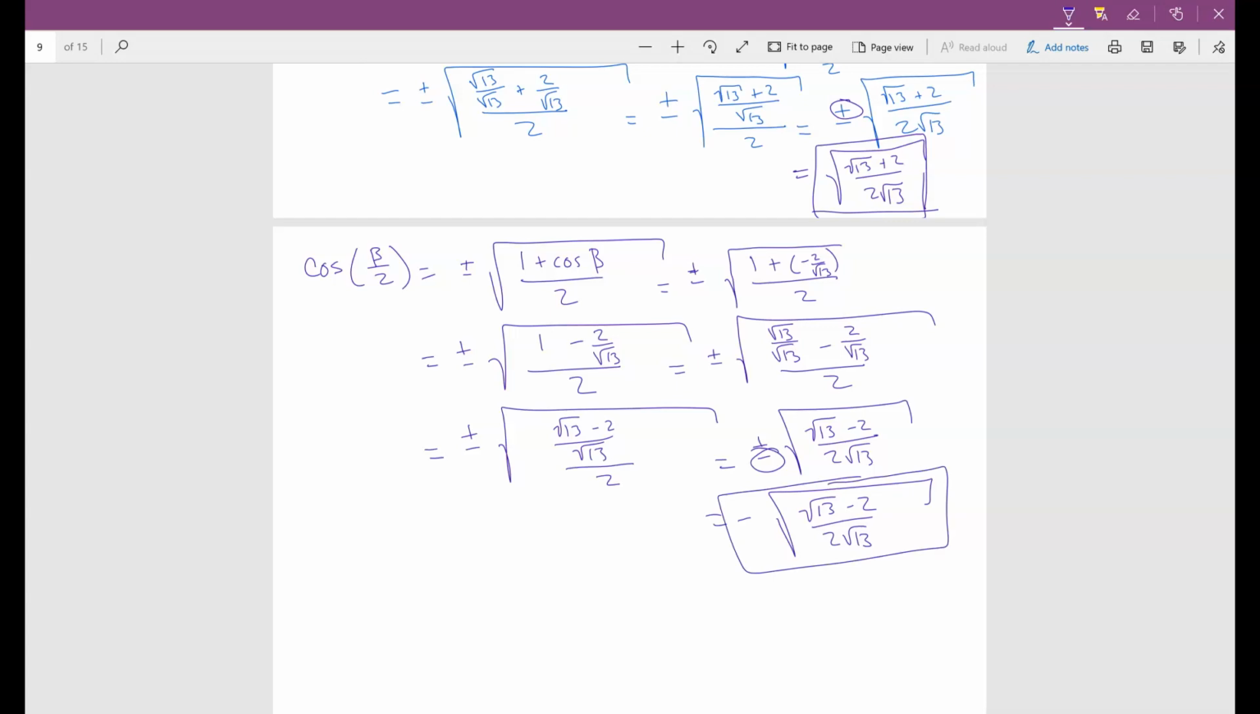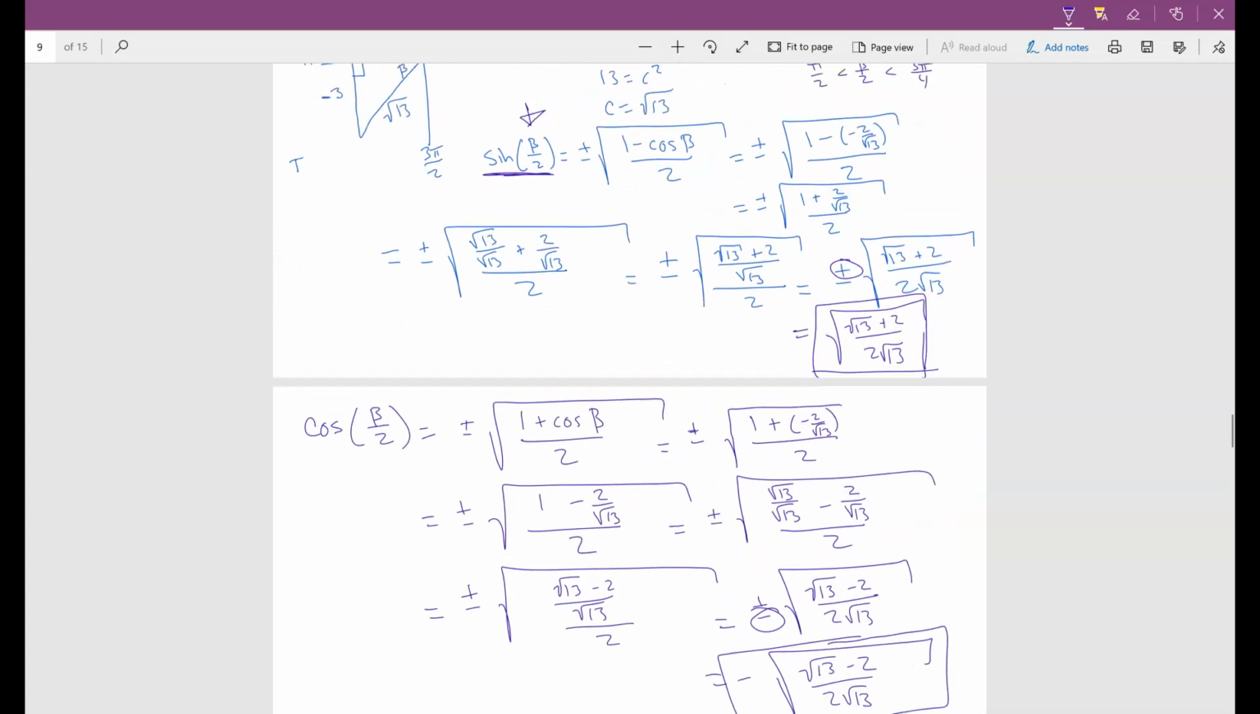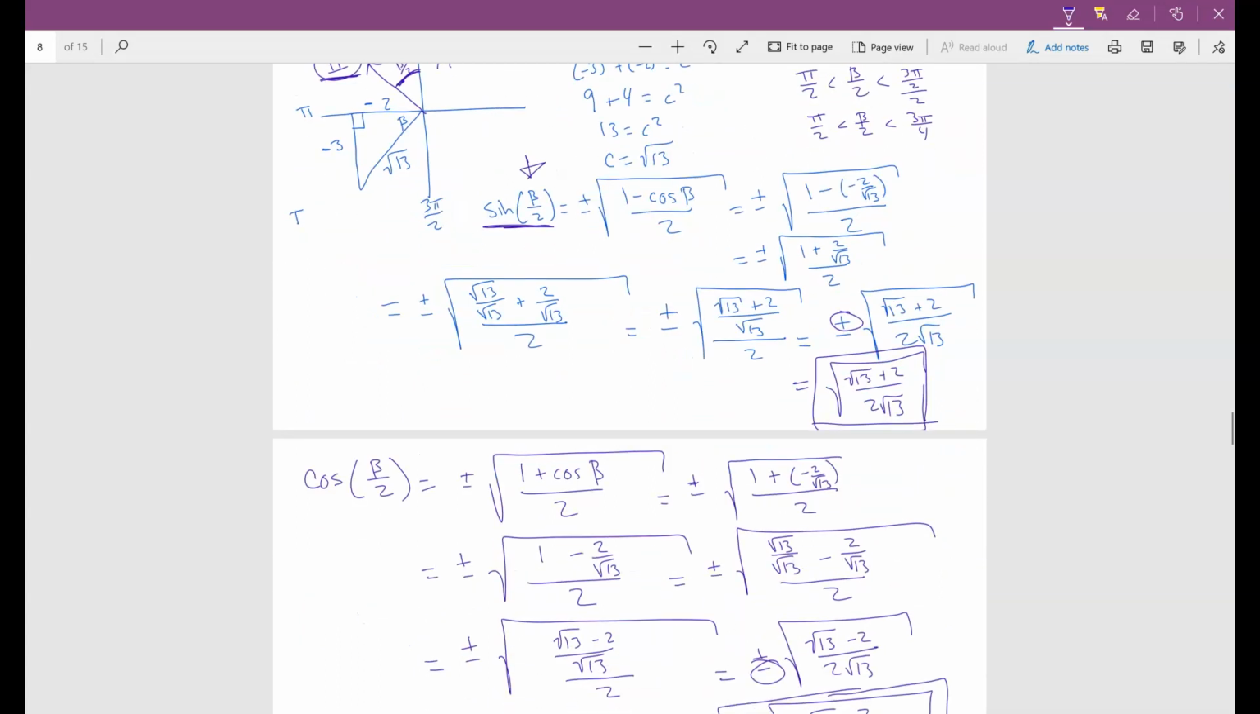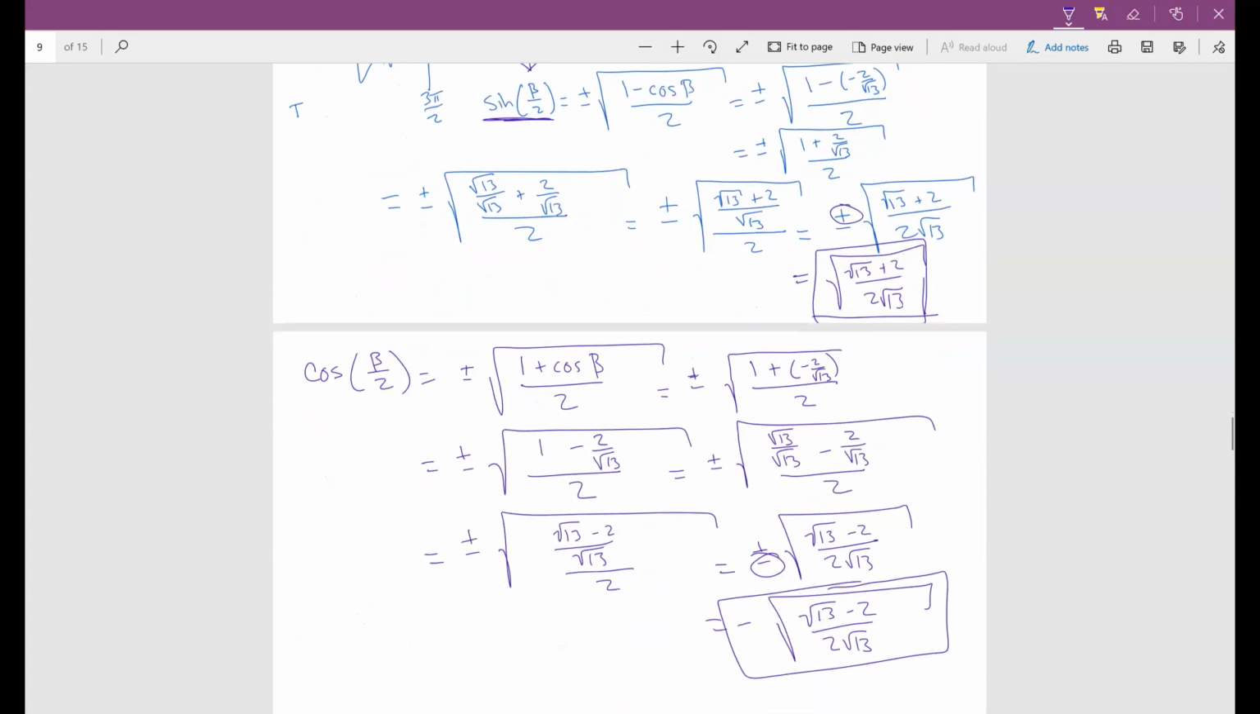So it's really, really messy. The numbers when you're dealing with beta, with the half angles, especially when you do the triangles, if they're not nice, you're going to wind up with some weird answers like this. But this is usually the answer that I want. I want exact answers.